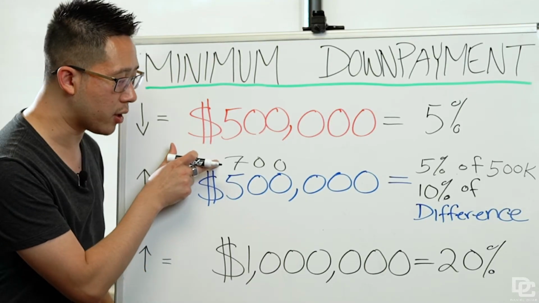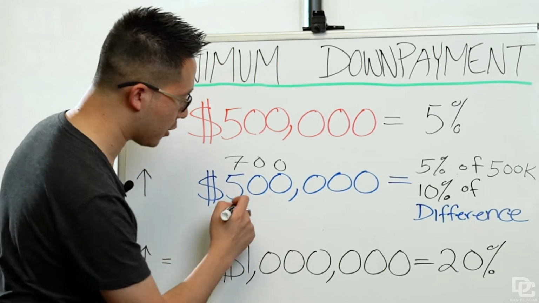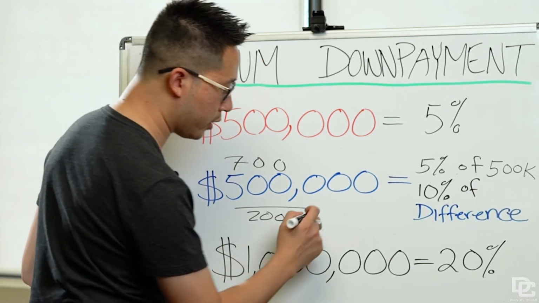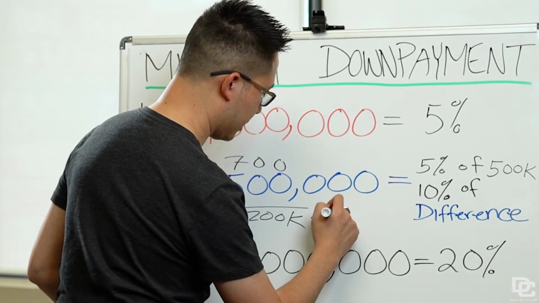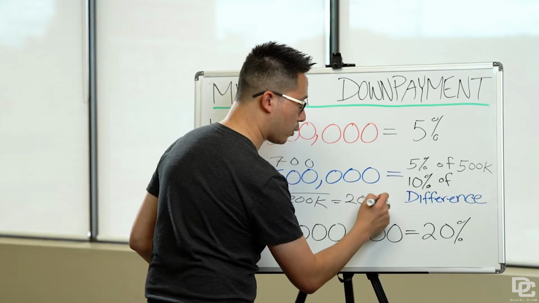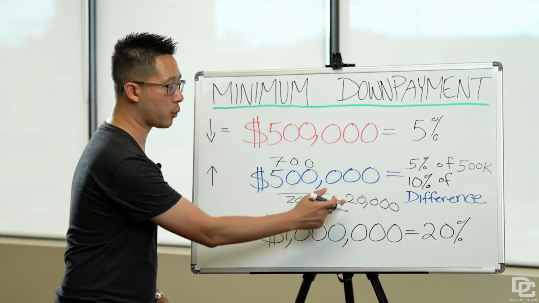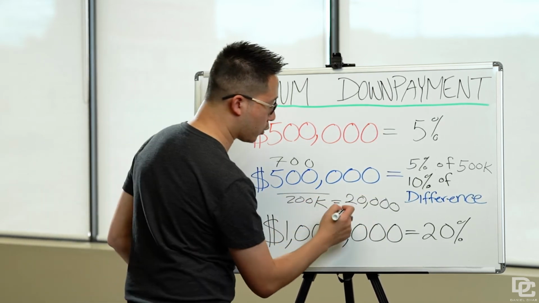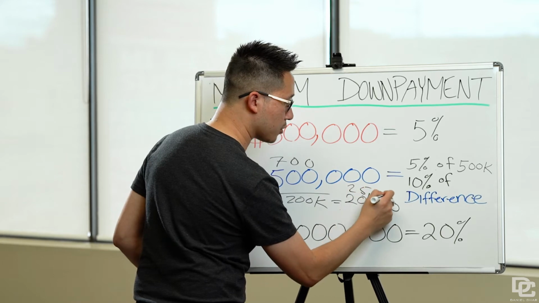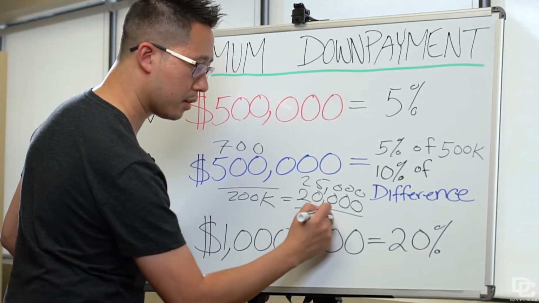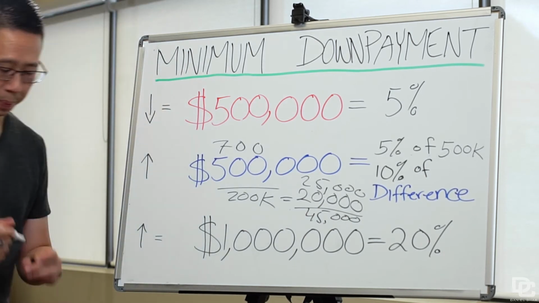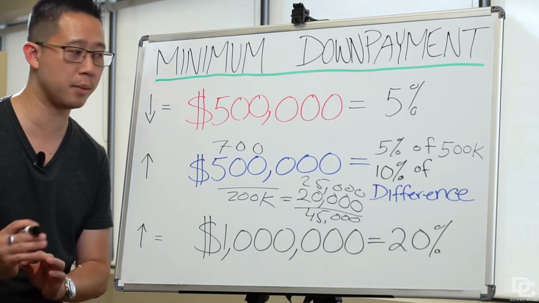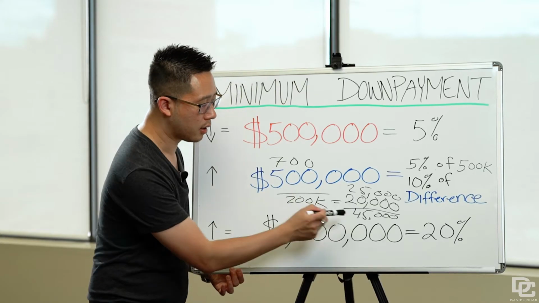Now you're buying something for $700,000, 700 minus 500,000 equals $200,000 difference. So now you have to take the 200, multiply it by 10%. That means you're gonna get 20 grand, okay? So you're gonna take the 20 grand plus the previous rule of $25,000 equals $45,000. Okay, so if you want to buy something for $700,000 and you want to put the minimum down payment, at minimum you will need $45,000.